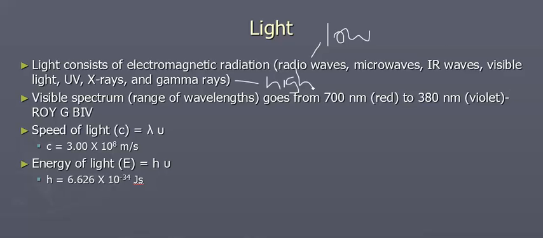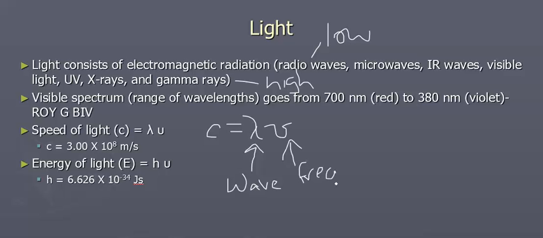We're going to use two equations here when we look at light and doing these light equations. The first one is c equals lambda nu. So in this equation you have wavelength right here, and you have frequency right here. And c is a constant. c is the speed of light. So c is always 3 times 10 to the 8th meters per second.